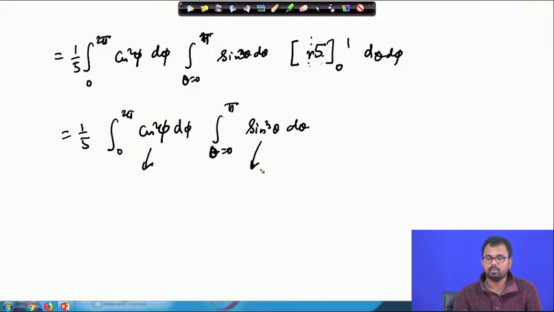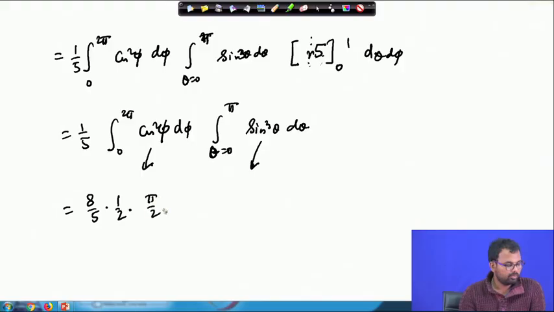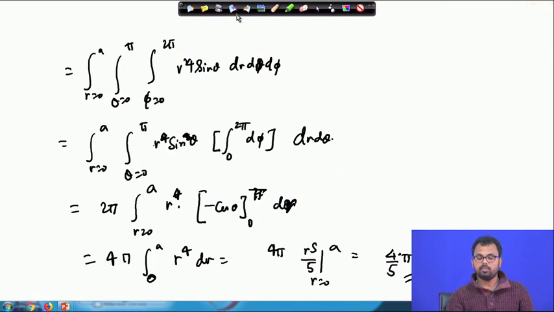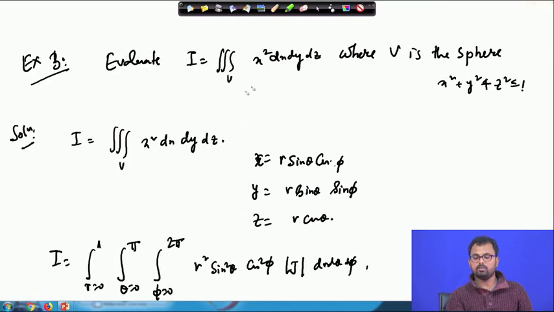On both of them we can either use the induction formula or use our traditional cos 2 phi, sine 3 phi results, and then after doing the simplification, we can obtain 8 by 5 times 1 by 2 times pi by 2 times 2 by 3. So this is basically 4 pi by 15, and this is the required answer of our problem. Where is that? This here. So here the given integrand was x square times dx dy dz.